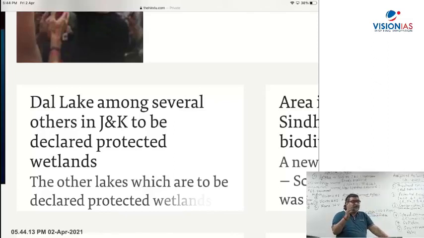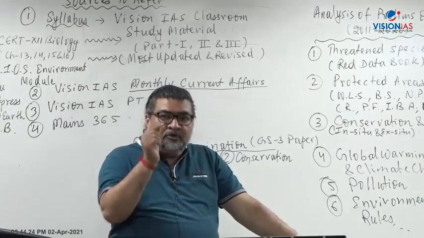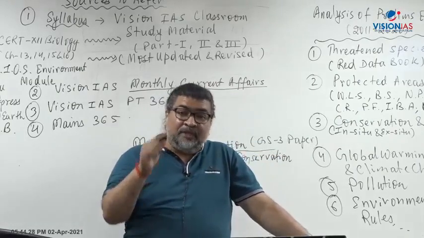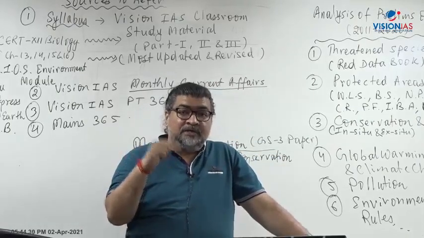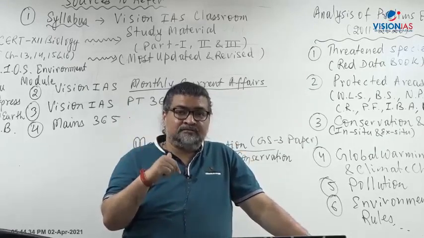So what I am giving you is the way out. What is the way out? When you take the newspaper and come across any article, you first select the keywords and then ask yourself, do you know what a wetland is? What are the examples of wetlands? Then you connect Dal Lake in Kashmir: in what way is it connected to the wetland?